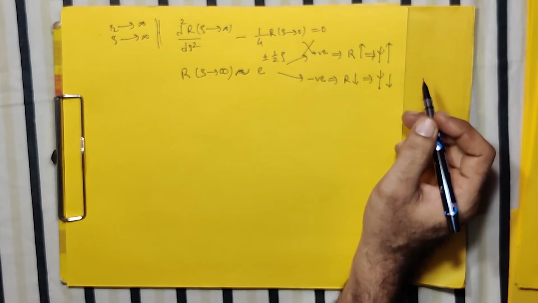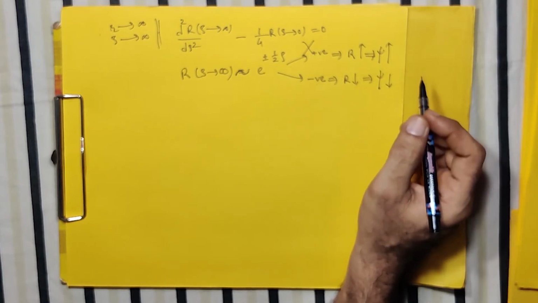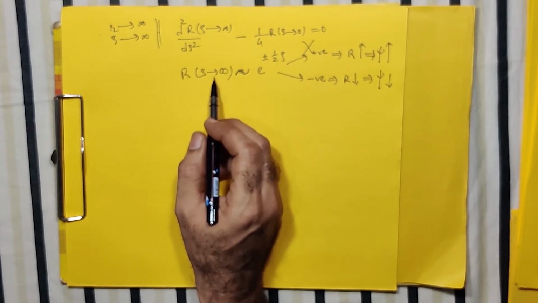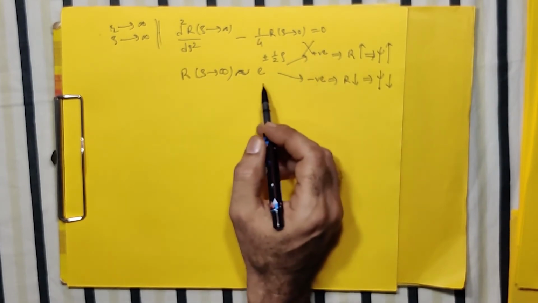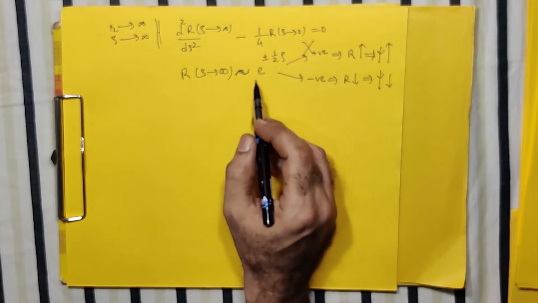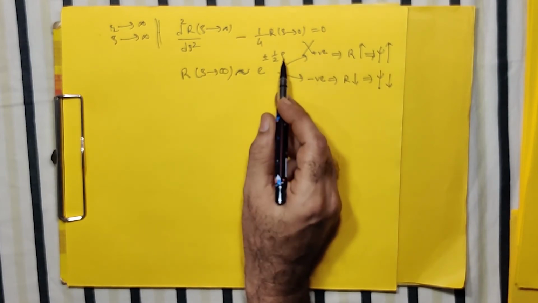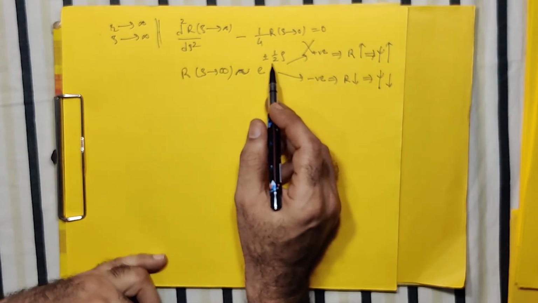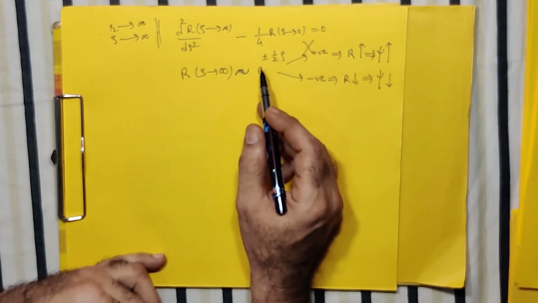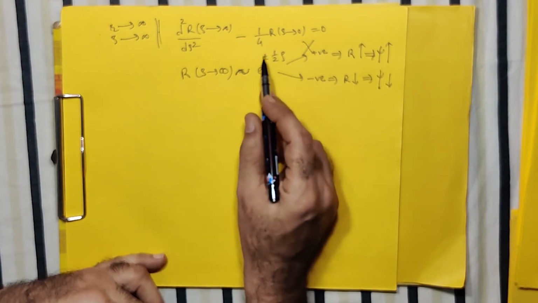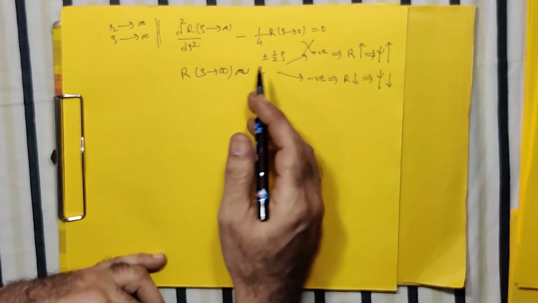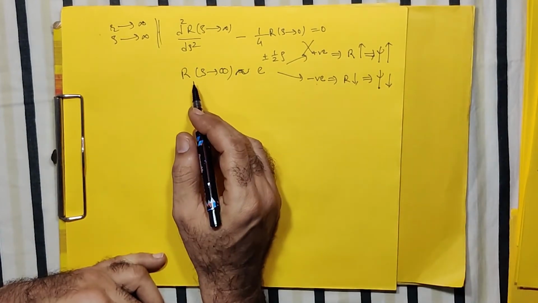So the permissible, admissible solution at an asymptotic level is that your R behaves like a e raised to minus half rho. Right? So we are now in a position to decide that our series which we are looking for must have the exponential factor with a negative sign, which behaves like a damping, and therefore from the probability point of view we will be correct.